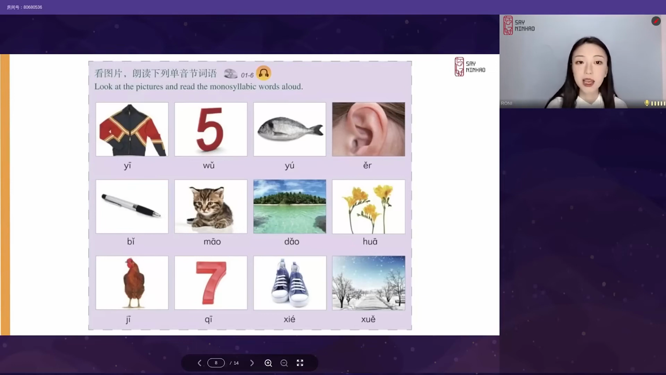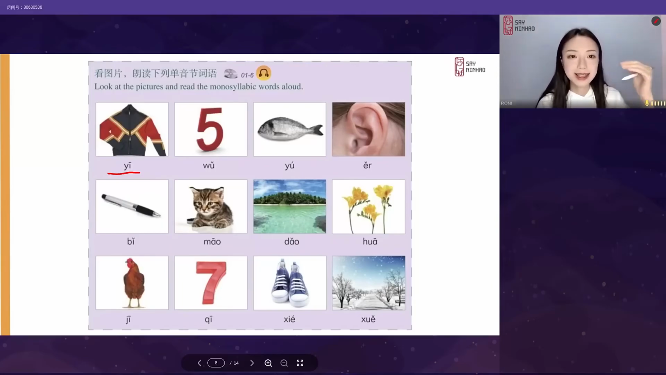The next part is practice. Now let's try to practice these monosyllabic words, okay? First one is E, it means close. As we can see, the final is E, and E itself acts as a syllable. So we put this initial in front of it, and we get rid of this dot. And then we put the tone mark on it. So it is E. E means close.